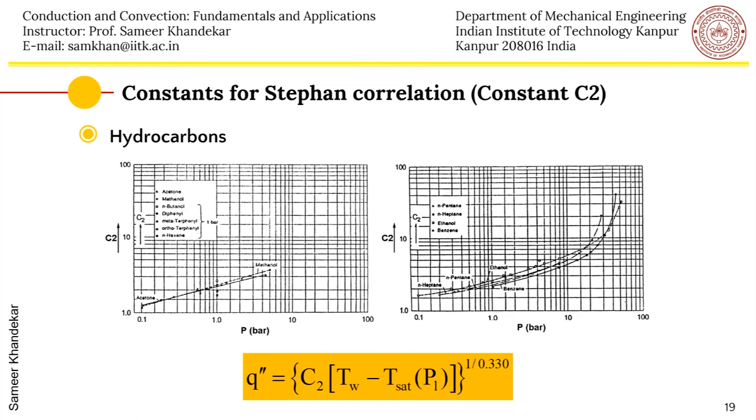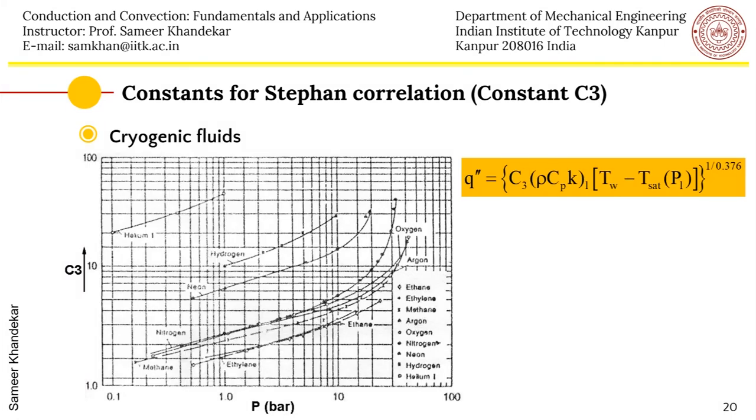Here we have cryogenic fluids, the value of C3, which can be directly put here. Then we can get the value of Q as a function of delta T. So this is for cryogenic fluids like helium, neon, nitrogen, methane, ethane, and ethylene. And finally, for refrigerants, some of the chlorofluorocarbons are given on this particular slide, number 21. So here also you can directly get the value of C4 depending on at what pressure you are doing the pool boiling of refrigerant, and you can get the value of Q for nucleate pool boiling.